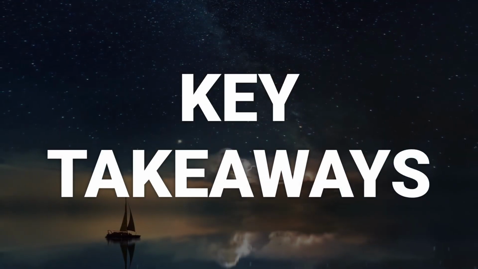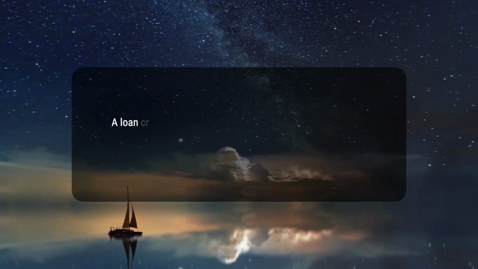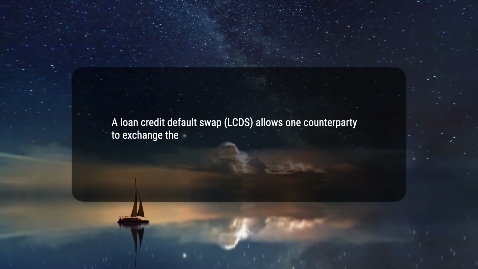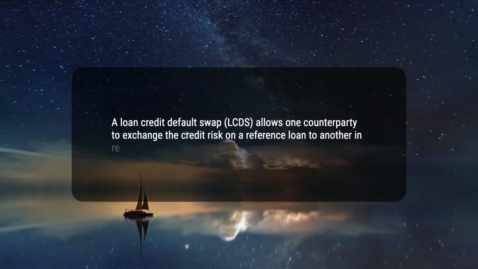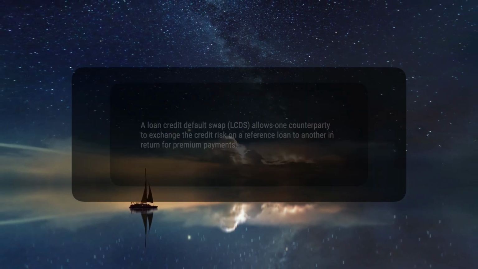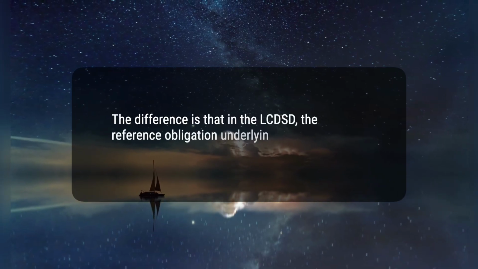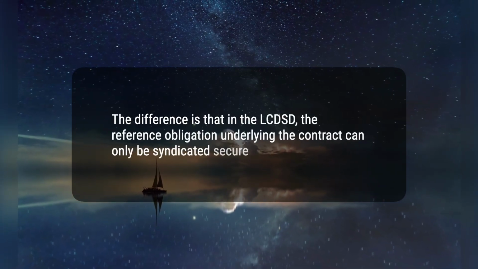Here are two key takeaways. 1. A loan credit default swap, LCDS, allows one counterparty to exchange the credit risk on a reference loan to another in return for premium payments. 2. The difference is that in the LCDS, the reference obligation underlying the contract can only be syndicated secured loans.